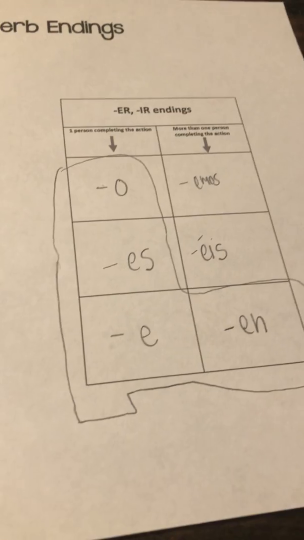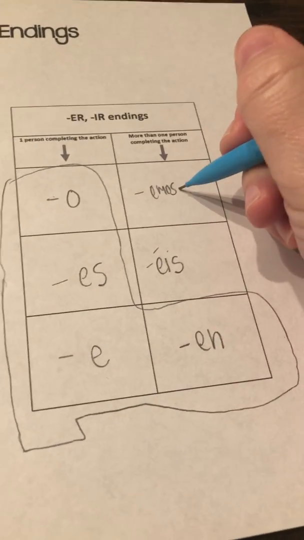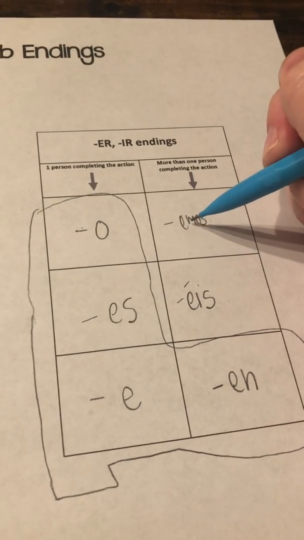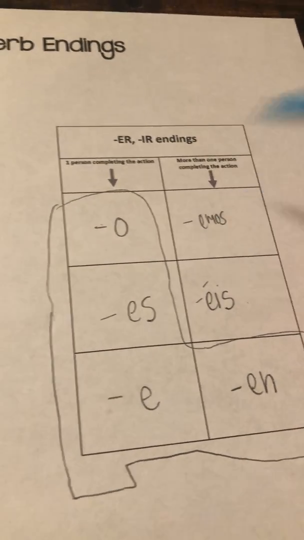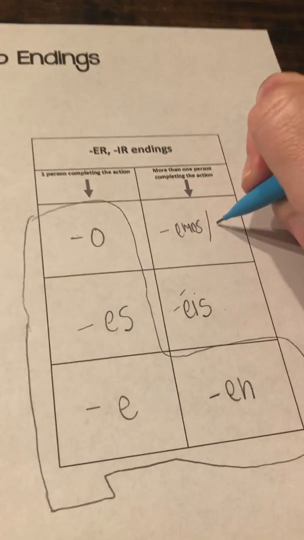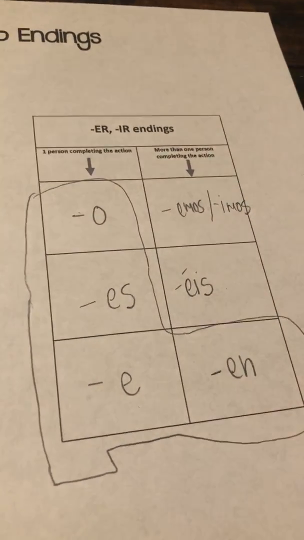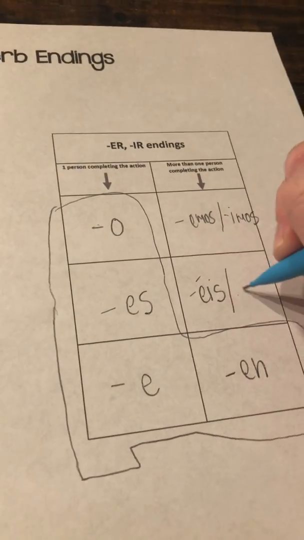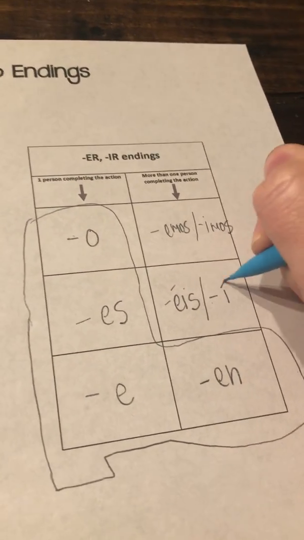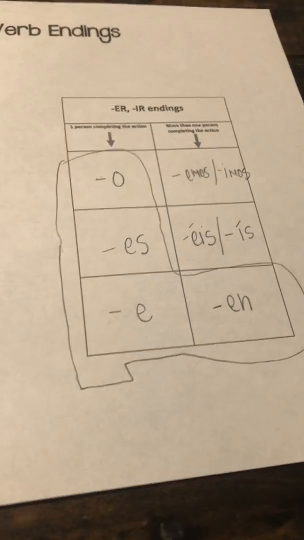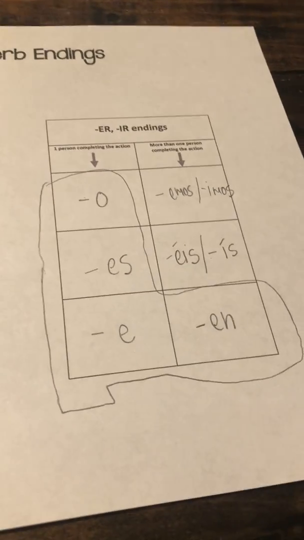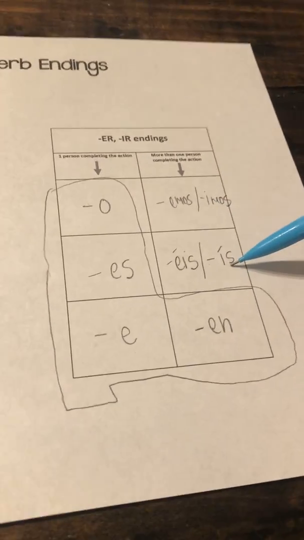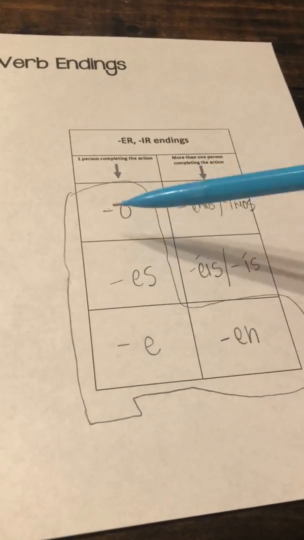The only difference in ER and IR endings is in your we box and your Spain box. So if it's an ER verb, the we ending is emos. If it's an IR verb, it is imos. For Spain, if it's an ER verb, it is éis. For an IR verb, it is just ís. So really, ER and IR verbs have the same exact endings except for the we box and the Spain box. So these endings stay the same.